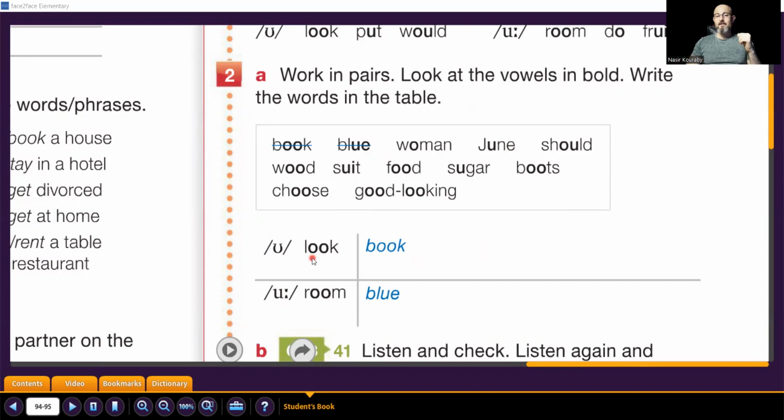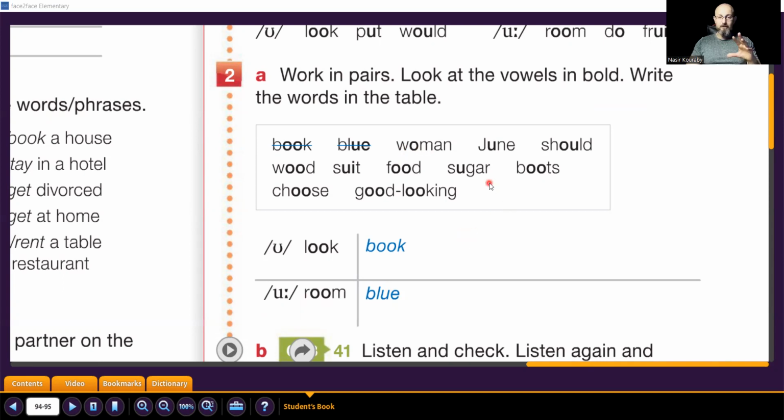So here we have 2 places, the first one for short /ʊ/, the second one for long /uː/. And you only write these words here. For example, we have here look, and we have here book. It's the same. After that, we have blue. So here's room, blue, long. Okay, here, what's this word? We have 2 pronunciations. We say woman, or woman. Of course, short, woman. So you write here.